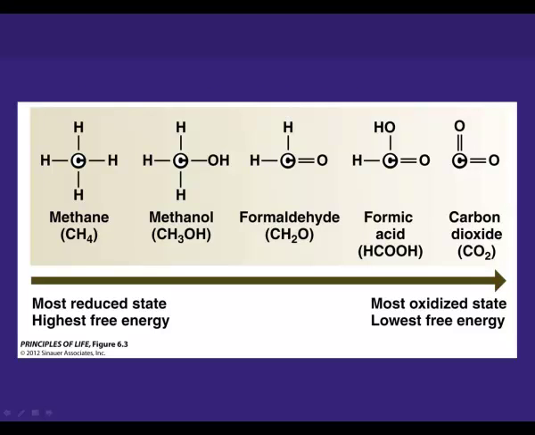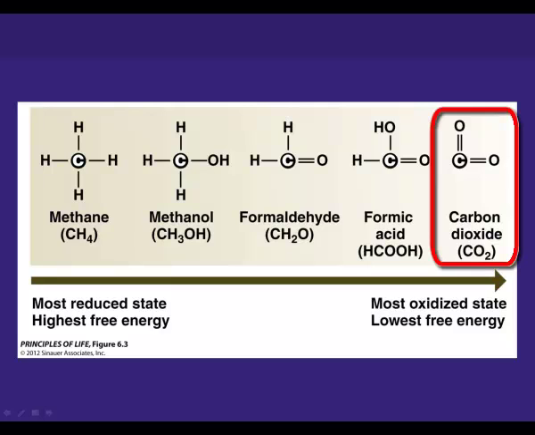Let's look at an example here of 5 carbon compounds, each of which only contain a single carbon atom. These 5 compounds are in various states of oxidation. On the left is methane, the most reduced 1-carbon compound with the most chemical energy stored in its bond. You'll notice it has 4 hydrogens bound to that central carbon atom. Compare that to carbon dioxide, shown on the right-hand side of the screen, which is the most oxidized form.